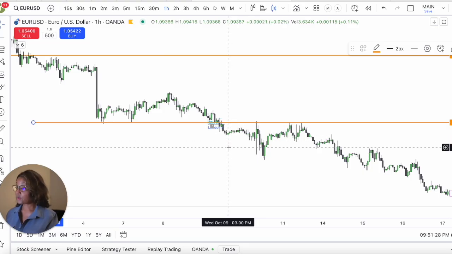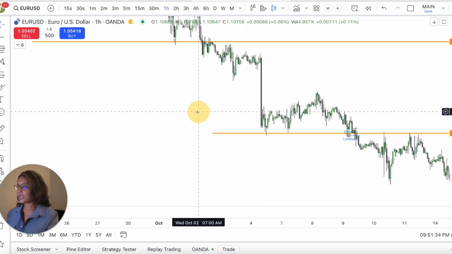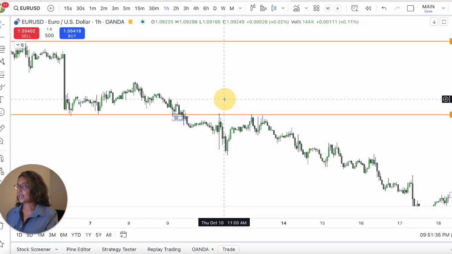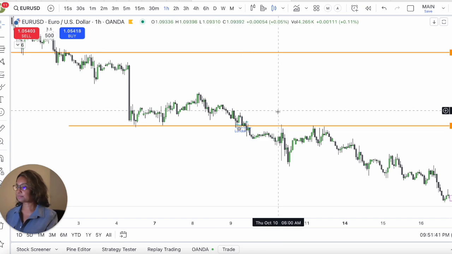All right, so your homework for tonight will be to continue to find some areas of resistance and support, and also label a bullish candle and label a bearish candle.